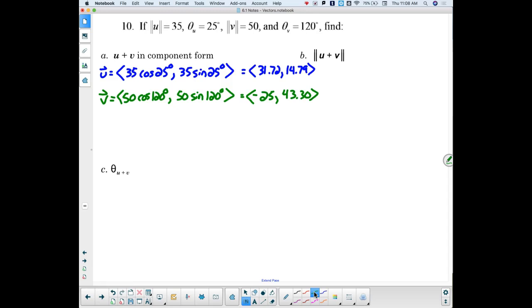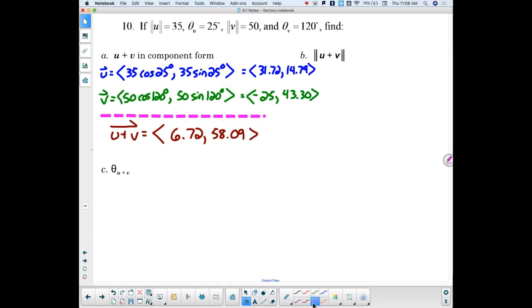So then vector u plus v: 31.72 plus negative 25 is 6.72. 14.79 plus 43.3 is 58.09. Component form of that one.